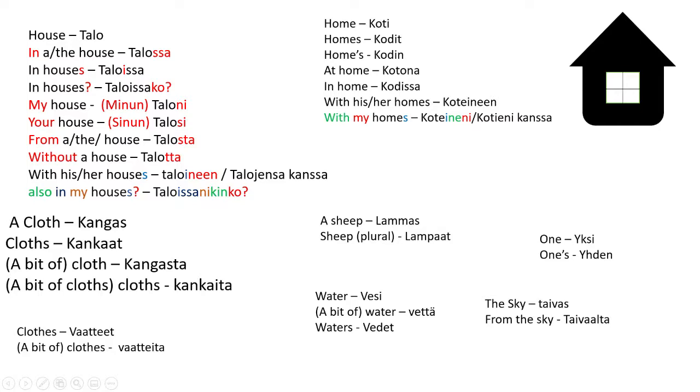Then we have koti, the word for home. This is a word that does mutate. So, home, koti, homes, kodit, homes as in possessive, kodin, at home, kotona, in home, kodissa, with his homes or her house, koteineen, with my homes, koteineni. I use the color coding once again, and in this word you can say the base word actually changes. The T turns into a D in these first three examples, and some other letters change as well, depending on the context.